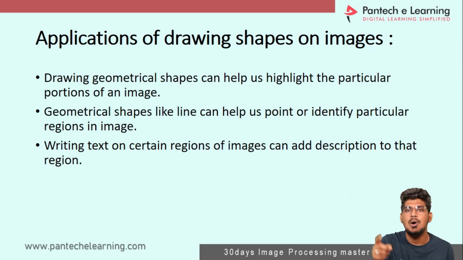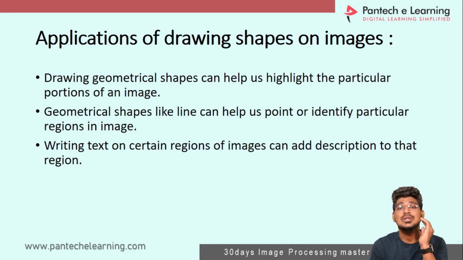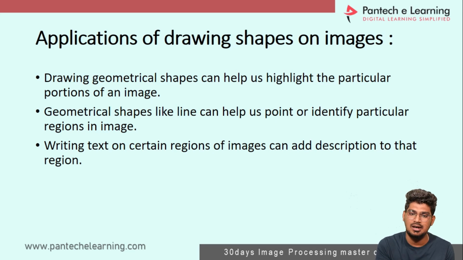For example, you want to mark one particular object in the image, you are using a circle or rectangle, this kind of thing. That option is there, so this concept will be working there. Clear, no? Right. And if you want to enter text, that is why I mentioned here: writing text on a certain region of the image can add a description of that region. So that is the application.